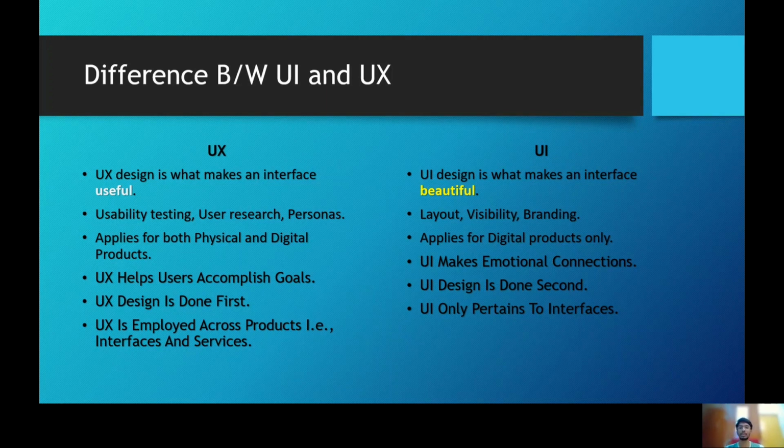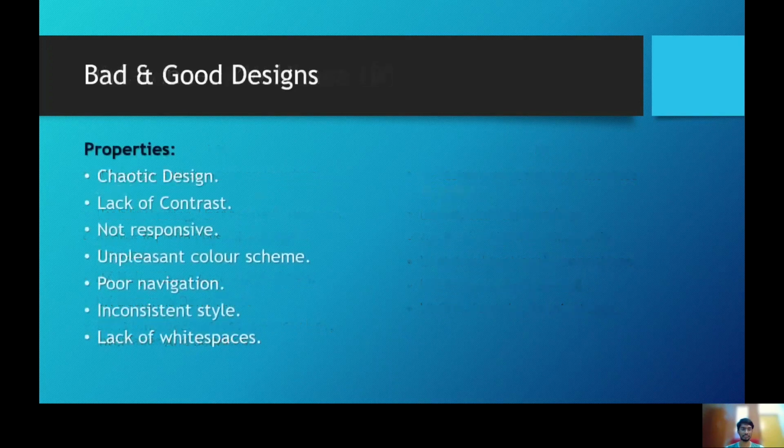While UI makes an interface beautiful. It concentrates on layout, visibility, branding, and applies for digital products only. UI makes emotional connection between users and the app. UI design is done second, although it can be done firstly. So UI only pertains to interfaces.